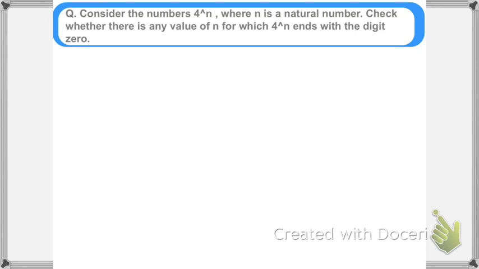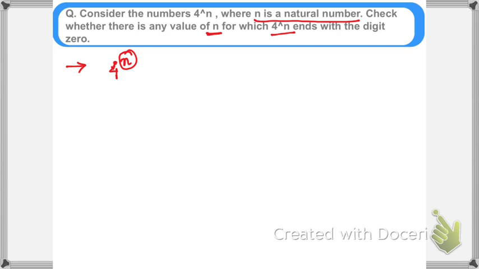Okay, so now let's move on to the next question. Consider the number 4 to the power n, where n is a natural number, meaning n is some natural number. Check whether there is any value of n for which 4 to the power n ends with the digit 0.